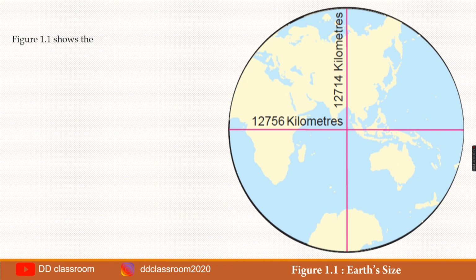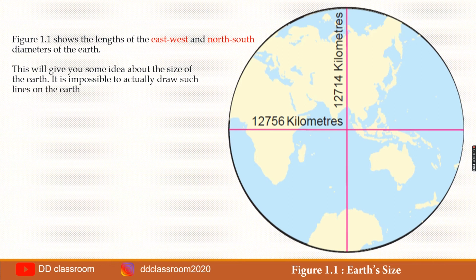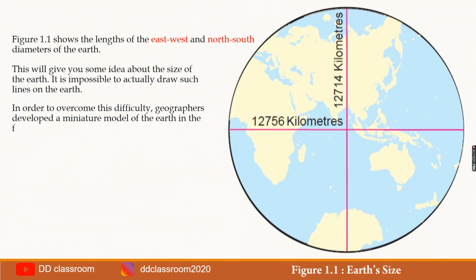Figure 1.1 shows the lengths of east-west and north-south diameters of the Earth. This will give you some idea about the size of the Earth. It is impossible to actually draw such lines on the Earth. In order to overcome this difficulty, geographers developed a miniature model of the Earth in the form of a globe. This can be used to determine locations on the Earth.